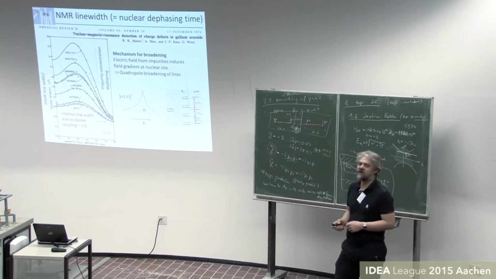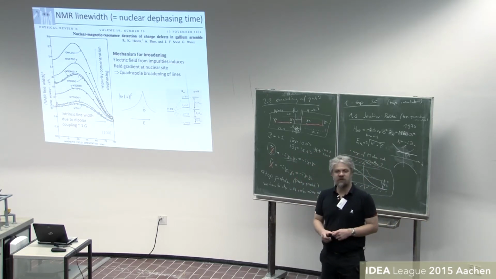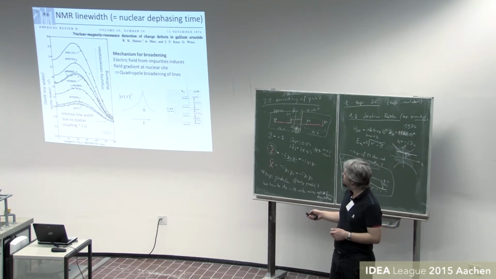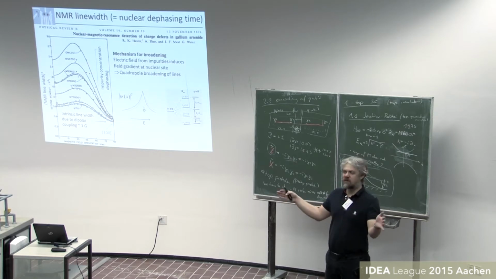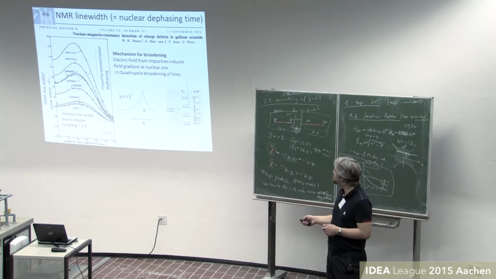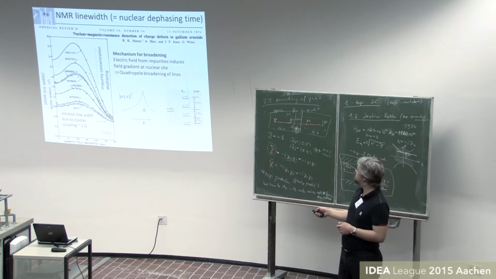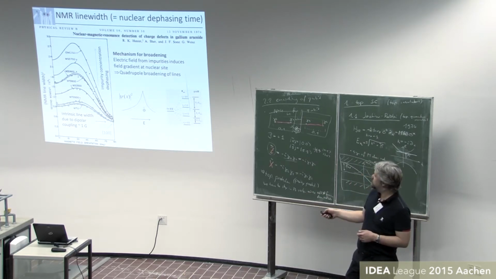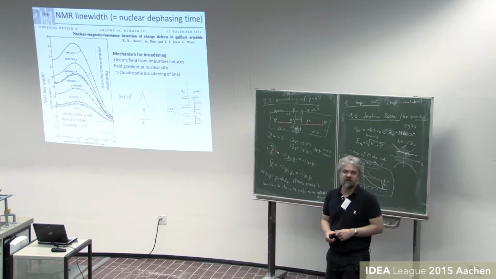If you look at gallium arsenide with charged impurities in it, you see that the NMR line width, which is basically the variance of this precession frequency that people measured back in '74, depends, first of all, on the concentration of impurities. So the more impurities there are, the bigger the line width. And second, it depends on the orientation of the magnetic field.